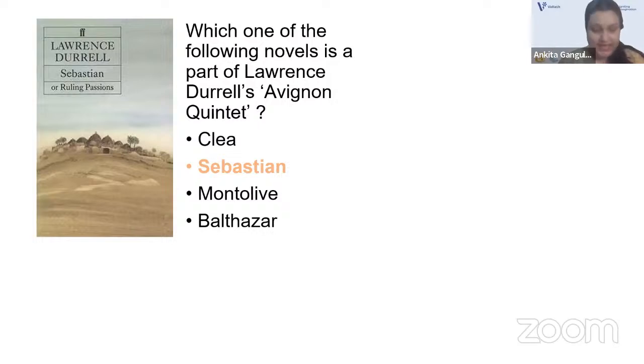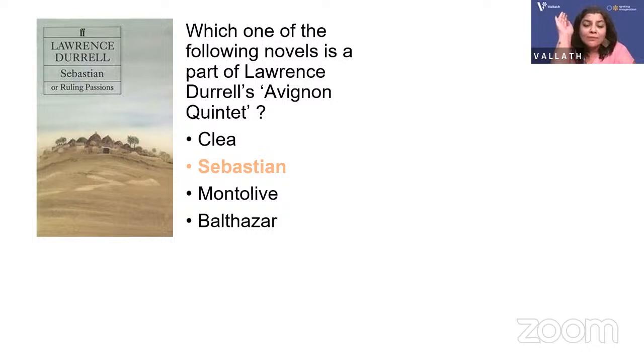The Avignon Quintet is a 5-volume series of novels by Lawrence Durrell, published between 1974 and 1985. The novels are metafictional and they were followed by the Alexandria Quartet of Durrell. Let me tell you the names of the 5 novels. First Monsieur, then Livia, then Constance, then Sebastian, then Quince. So these are the 5 novels of this quintet. Guys, Lawrence Durrell wrote the Avignon Quintet and the Alexandria Quartet. Please look up the names of the works in this quintet and quartet.